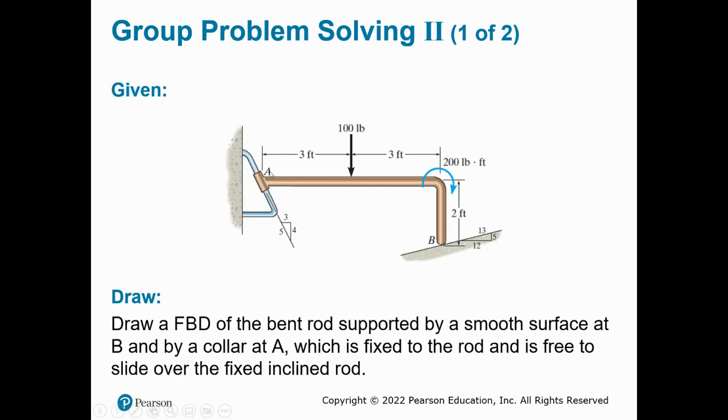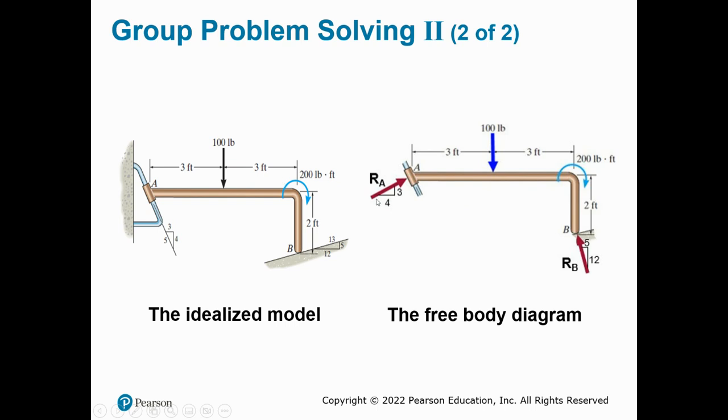This one right here, your support reaction at A is going to be perpendicular, RA. Okay, there's no other constraint. It's free to slide up and down at an angle on this pipe. So only RA perpendicular to the surface. External force 100 pounds. And over here, B is a simple support, right? It's not a pin support. It's not a fixed support. Simple support at B. That means you only have the reaction force RB perpendicular to the surface. And then that 200-pound foot is an external moment provided.